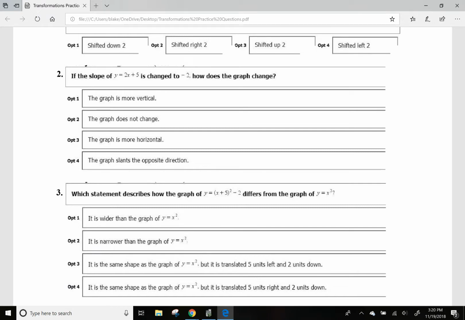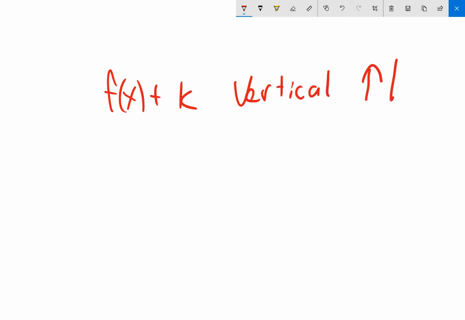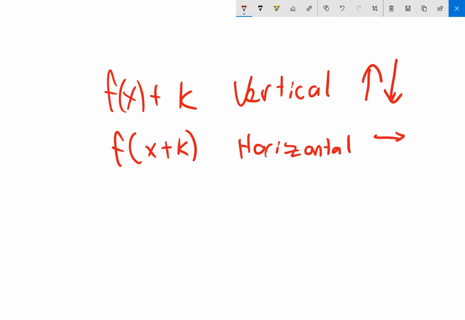One thing that we talked about a while ago, and I'll pull this up here, is our transformations. We had f of x plus k, which tells us a vertical shift, meaning moving up or down. We had f of x plus k with the k inside the parentheses, which told us it was a horizontal shift, which means left or right.